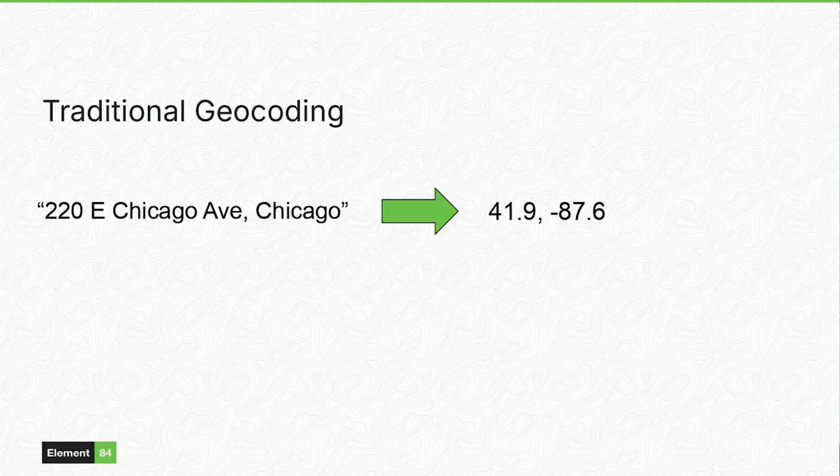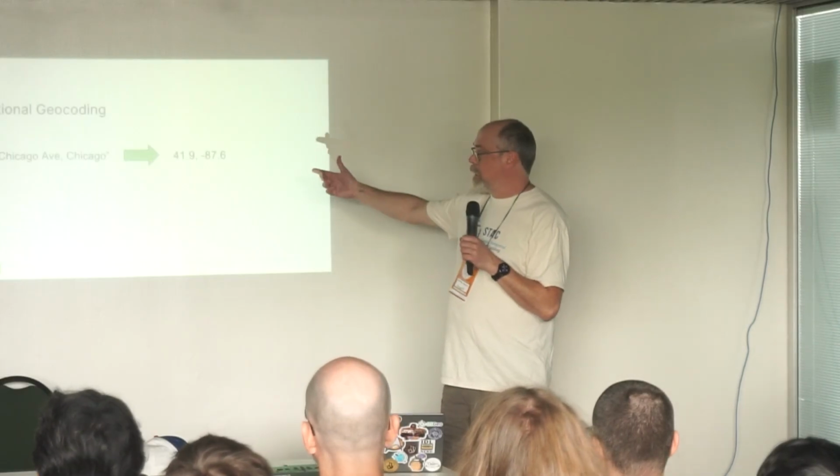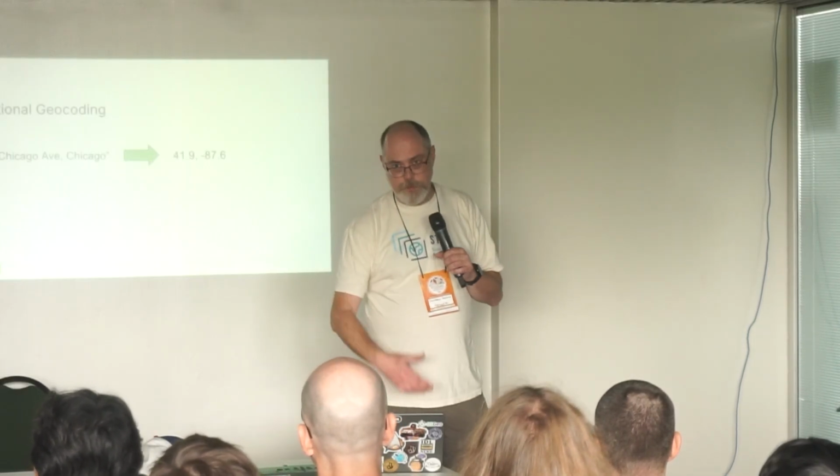What's the AOI? In traditional geocoding, we have an address. There are lots of geocoding APIs out there. You have an address, and it's going to convert it into a lat long. This is how geocoders on any sort of map work.